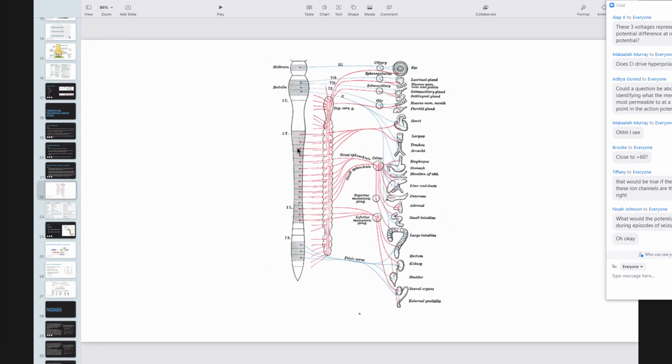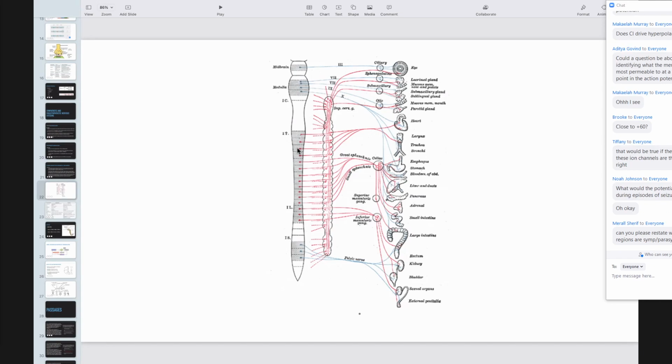Let's see. I think cranial nerves participate in both SNS and PNS. They mostly participate in parasympathetic. Yes, we do have the medulla that's controlling your heart rate. But we have our heart right here, right? We do have cranial nerves that are innervating it, but we also do have sympathetic nerves. So that's what's causing it to speed up.